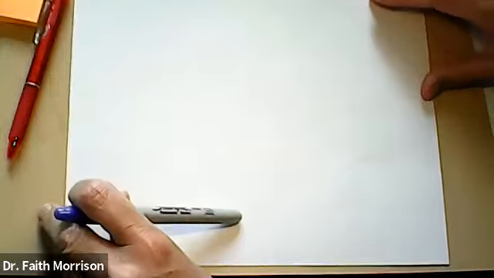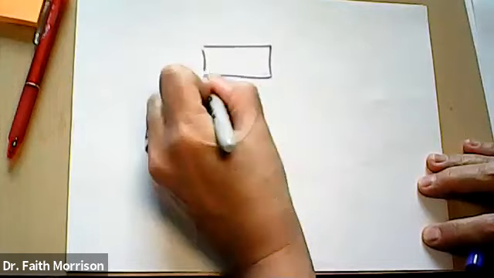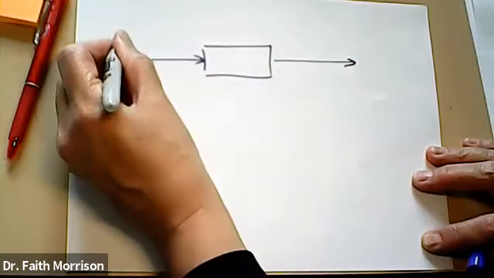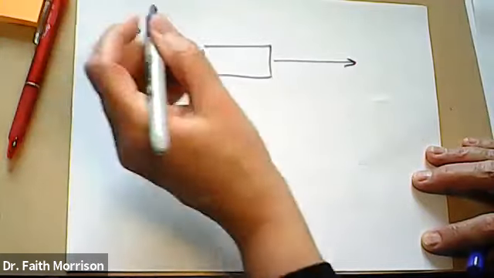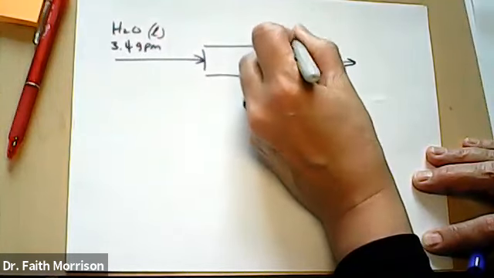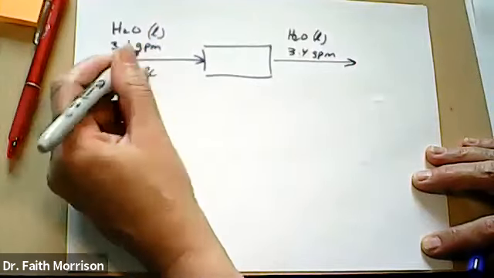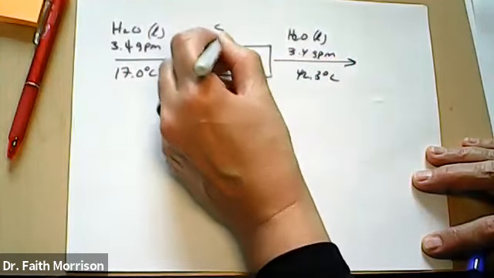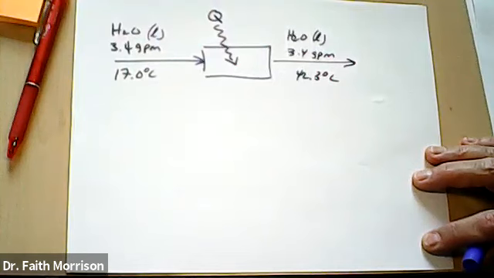So it's a double pipe heat exchanger, but fundamentally we just have something that's going to heat this water stream. So in comes the water stream at 3.4 gallons per minute, water, liquid. And it comes in at 17.0 degrees C. It comes out at 42.3 degrees C. Some kind of a device puts heat into the stream in order for it to come out hotter.